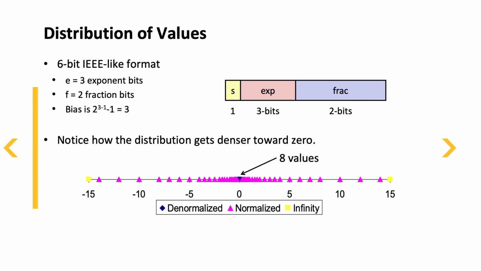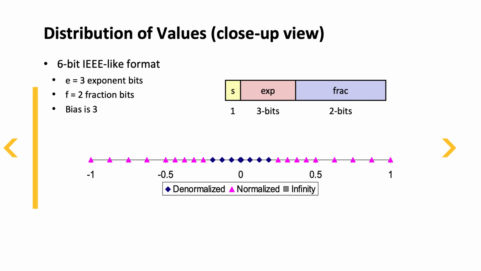If we take a closer look, we can see that in the denormalized range, the values are going to be equidistant from each other. Then once we hit the normalized range, they start spreading out as we get to larger and larger values. And again, that works in both the positive and negative directions.